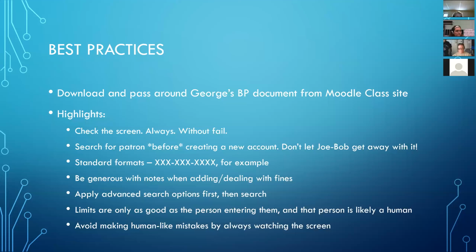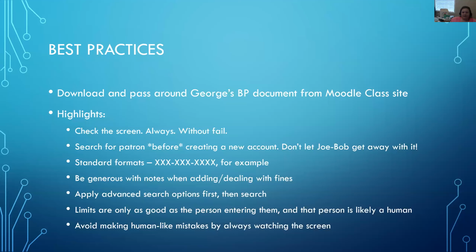And as I mentioned earlier, you apply the advanced search limits first and then search, and then from there, if you want to limit it even more, you can use the facets. But the way Koha works, it's best to apply those search limits first.